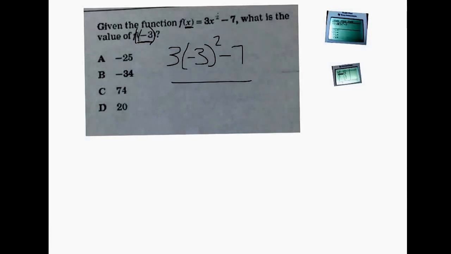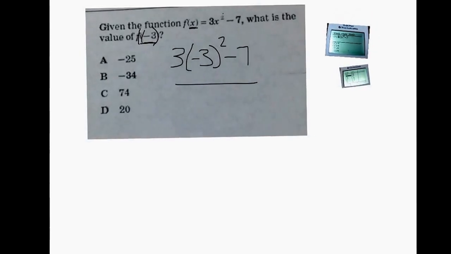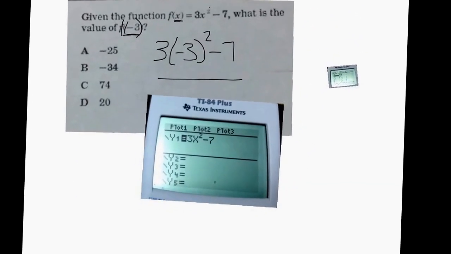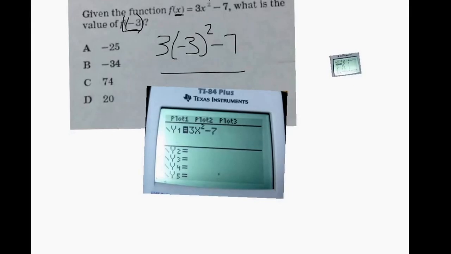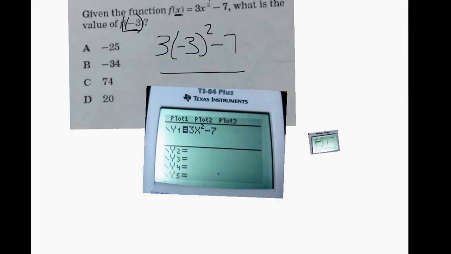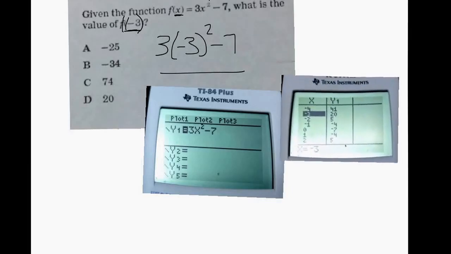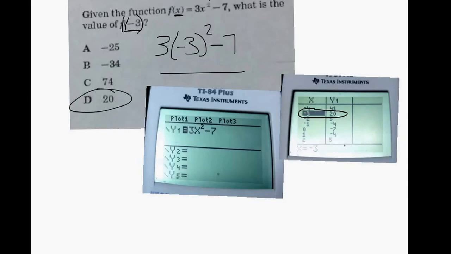The other option is to go to your graphing calculator and go to y equals and type in 3x squared minus 7. Hit second graph to bring up your table. Oops. I have a problem getting my table to be bigger. There we go. And when you look in your table, look for an x of negative 3. You'll find out that when x is negative 3, the answer is 20. So D is the correct answer.